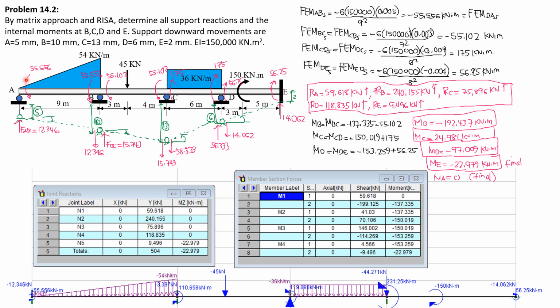settlements or support movement. Negative means counterclockwise in slope deflection equation. That's the sign convention for slope deflection equation. But the results in the software here are counterclockwise positive, especially for moments.